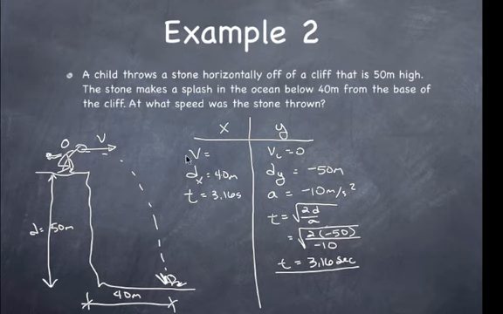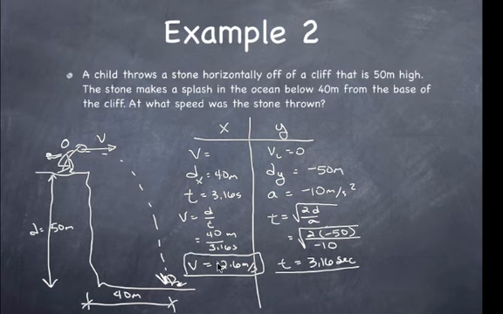And now I can find that velocity that I was looking for as v is equal to distance divided by time. So v is equal to 40 divided by 3.16 seconds. And 40 divided by 3.16 gives me 12.6 meters per second. So that launching velocity horizontally is 12.6 meters per second.